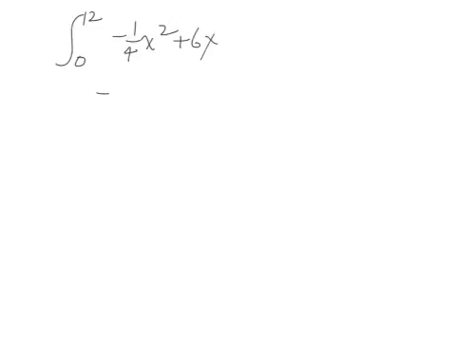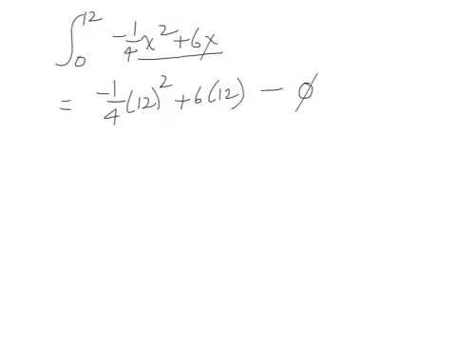I have -1/4 and 12 squared plus 6 times 12, and then of course we'd be subtracting the same with x as 0, and that would just be 0. And so if we solve for this, we find that we have a value of 36. Now reminder, we're looking at our producer surplus, so that means that the producer is gaining an amount of $36 over what they had anticipated getting from that supply, that service or product.